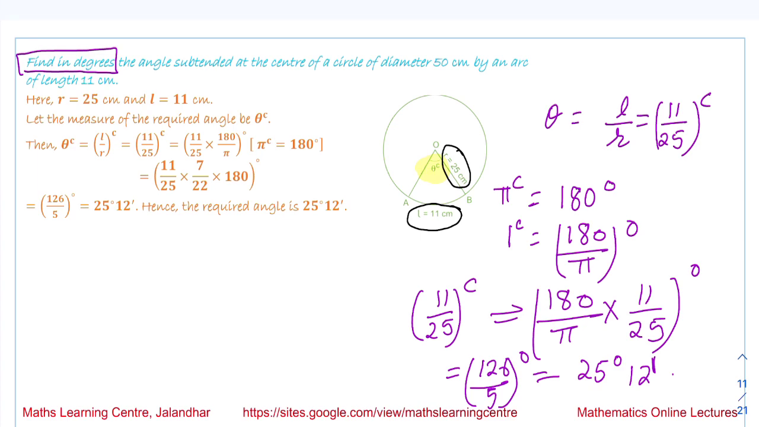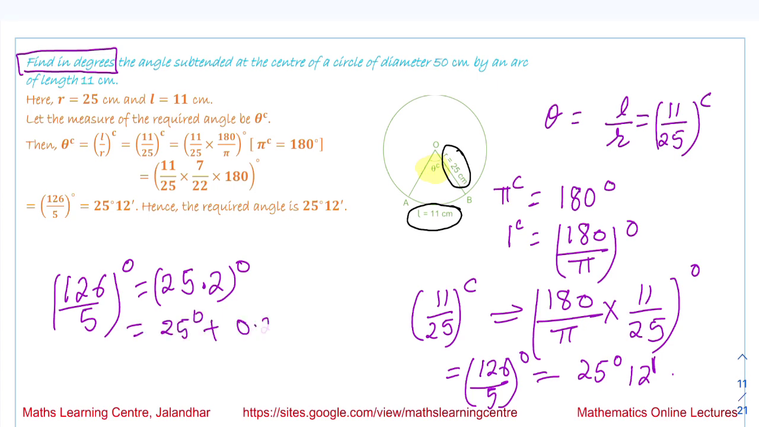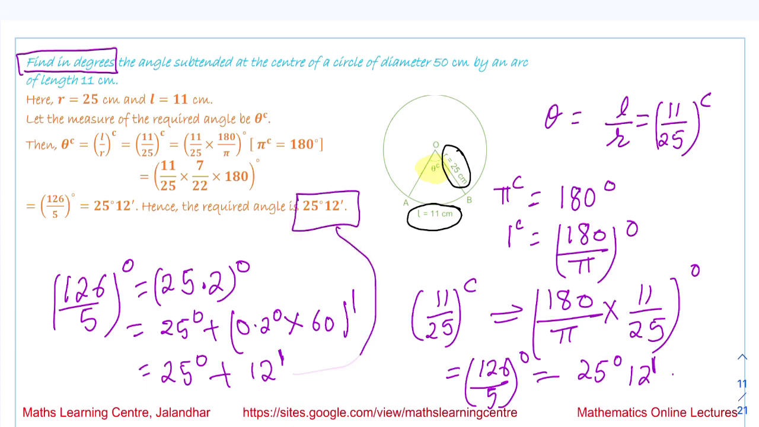Why? When we are dividing this value, we write it as 126 by 5 degrees. So that is equal to 25.2 degrees. This is equal to 25 degrees plus 0.2 degrees. When we convert it to minutes, we multiply it with 60, and the answer we obtain will be in minutes. So it is 25 degrees plus 12 minutes. So this is our final answer: 25 degrees and 12 minutes.